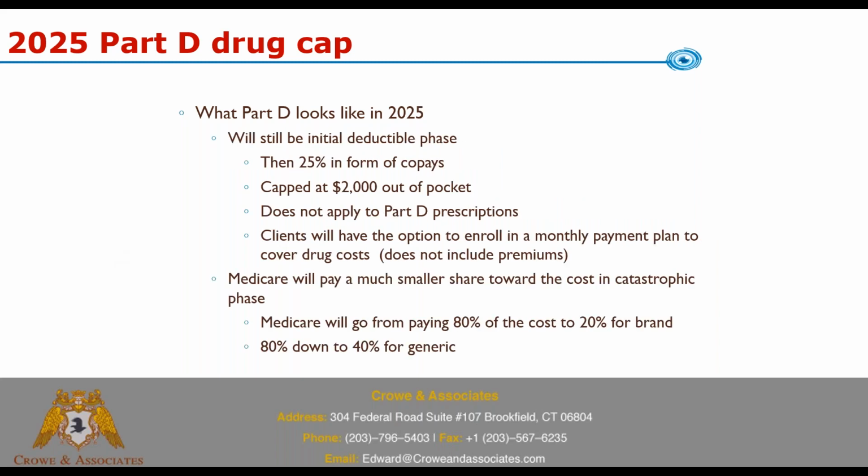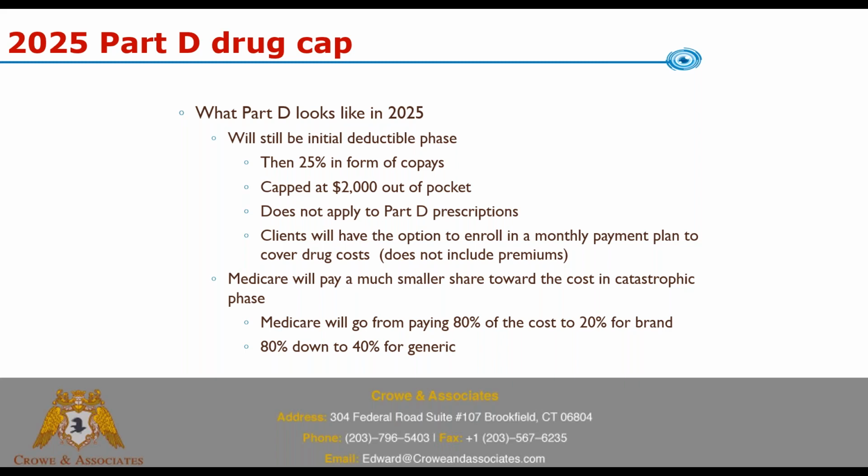So let's hit 2025 now. So it's going to be kind of two parts. We're going to talk about what it's going to look like, and then what I will call the, I think, repercussions of that. So in 2025, we'll still have an initial deductible phase. So you'll still have plans with deductibles. And then it's 25%, but that's in the form of copays. So it's kind of still the deductible phase and the initial phase. The huge difference, though, is it's capped then at $2,000 out of the client's pocket.